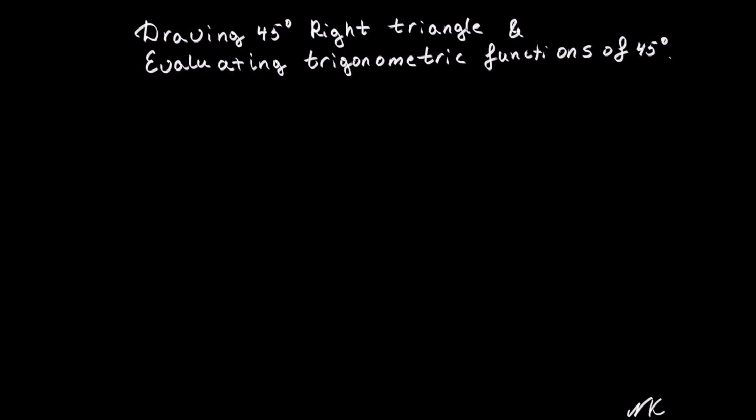Hello, in this video we will be drawing a 45 degrees right triangle and evaluating trigonometric functions of 45 degrees. If you sketch a right triangle, let's say our 90 degrees is here, we want to work with 45 degrees, so let's label this corner 45 degrees.